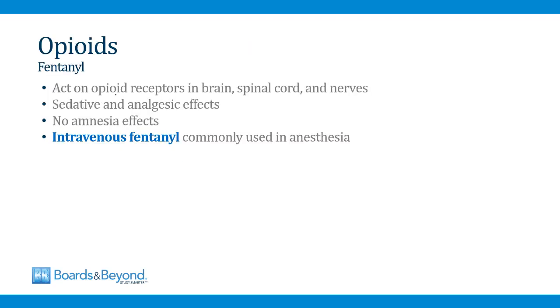Let's start by talking about opioids. Opioids act on opioid receptors, which you can find in the brain, in the spinal cord, and in nerves. And opioids have sedative and analgesic effects. They're sedatives in that they make patients sleepy, and they're analgesics in that they are powerful drugs to block pain. And remember that we talked earlier about how some of the drugs used in anesthesia like propofol have no analgesic effects, so those drugs are often given together with an opioid so that the opioid can provide analgesia.